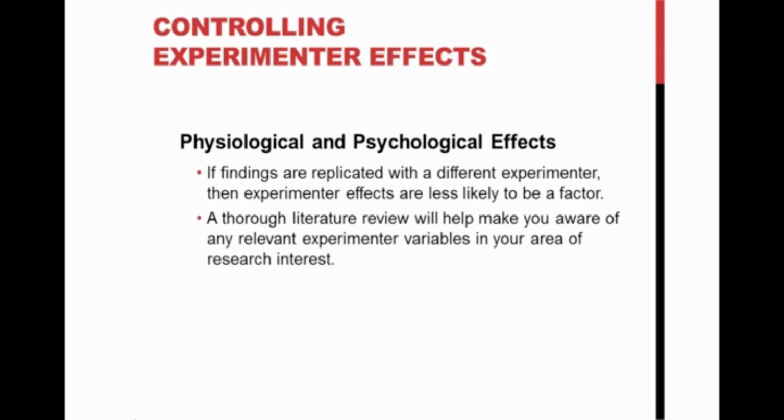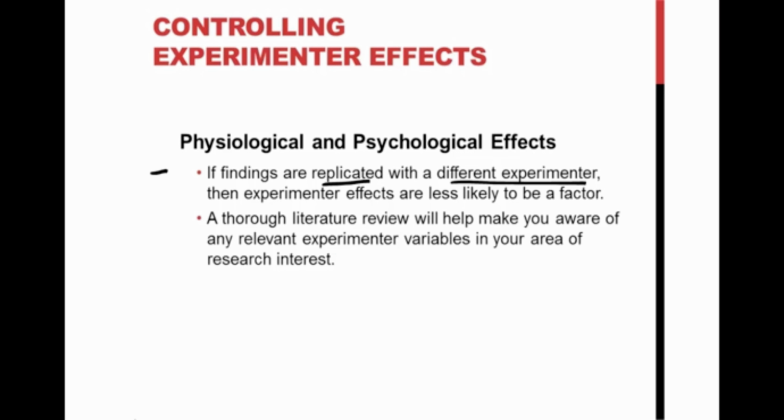How do you know if you've had an experimenter expectancy effect? Well, one of the things that we do within science, of course, is that we replicate studies. And so if the findings are able to be replicated with a different experimenter, then you know that experimenter expectancy effects are either not a factor or not much of a factor in the results.